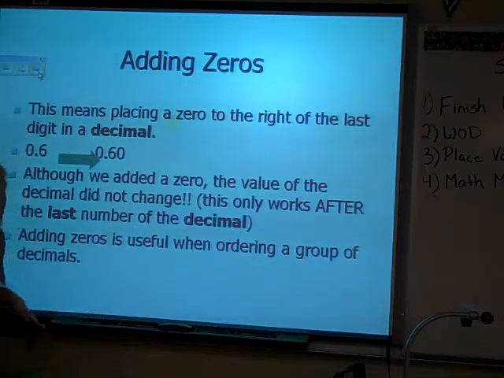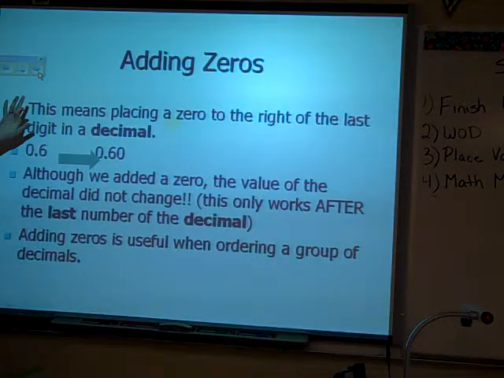So this means that placing a zero to the right of the last digit in a decimal does not change the number. Okay? And we call those ghostly zeros.